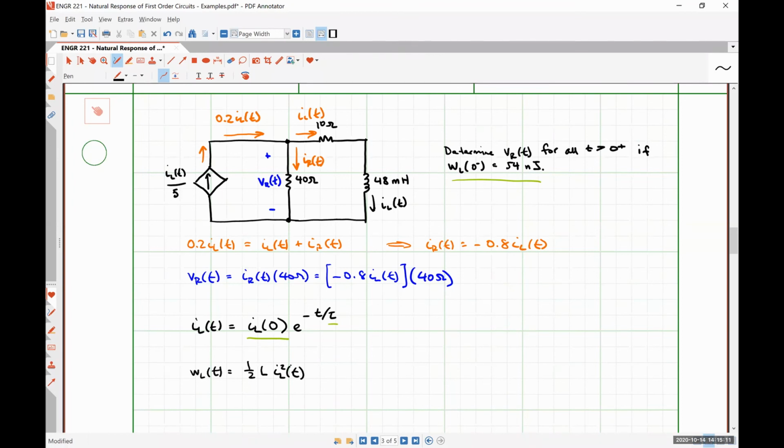That's exactly right. Energy is 1/2 times the inductance value times the current squared. So we can algebraically rearrange this. If I multiply both sides by 2, divide both sides by L, and take the square root, I get I_L equals the square root of 2 times W_L(0) divided by L, capital L.